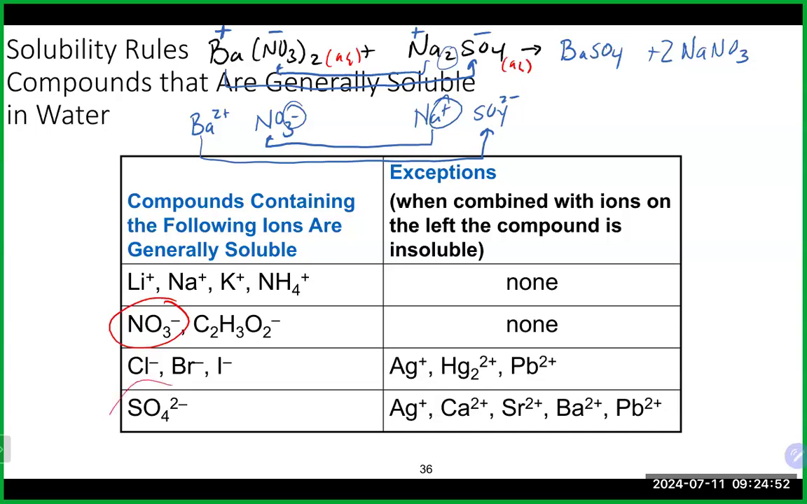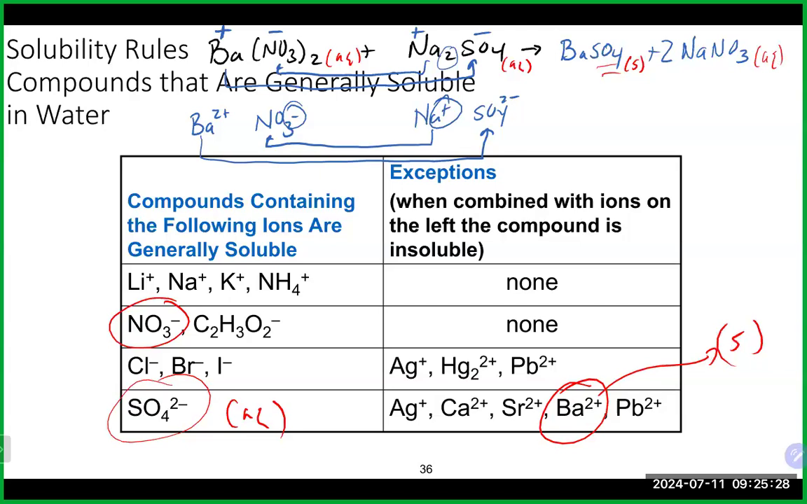I could also look at sulfate, which again is soluble in everything except for silver, calcium, strontium, barium, or lead. In this case, it's with sodium, so it's going to be soluble. Now, we do have sulfate that is attached to barium, and normally sulfate is going to be aqueous, but with that exception, we're going to get a solid here, a barium sulfate. And for the last one, sodium nitrate, the sodium or the nitrate will both tell you that it's going to be aqueous.